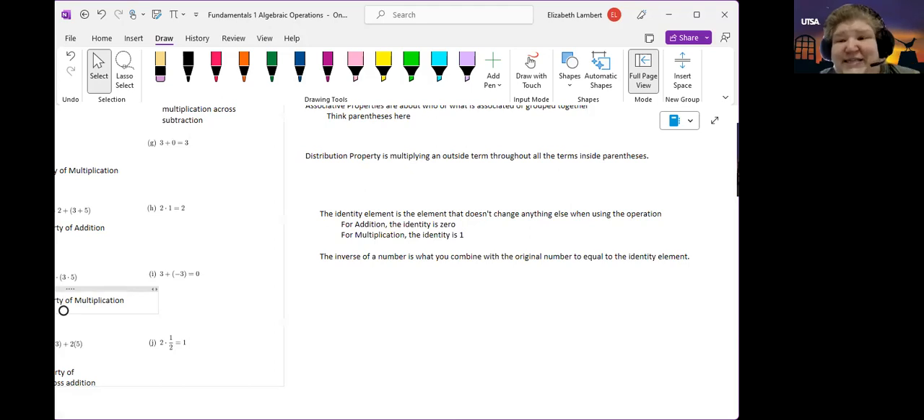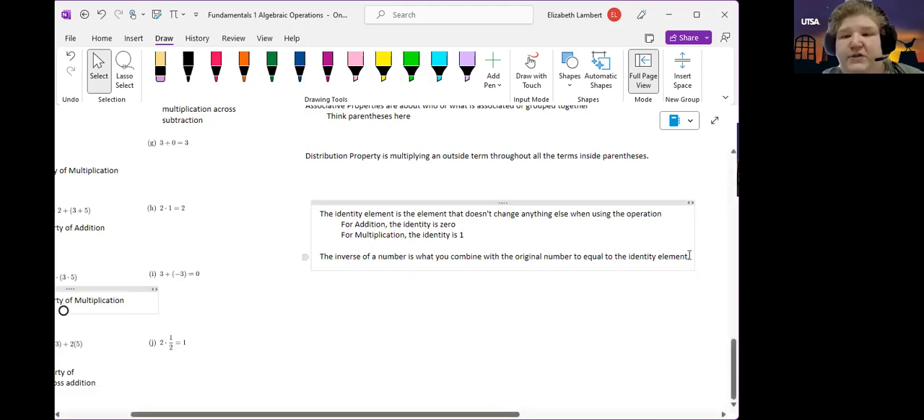Now, these are all ideas you guys are familiar with. Like if I'm adding 7 to something, canceling that would be subtract 7. If I'm multiplying by 4, canceling that would be dividing by 4. You guys know inverse operations already. This is just the very formal mathematical definition.